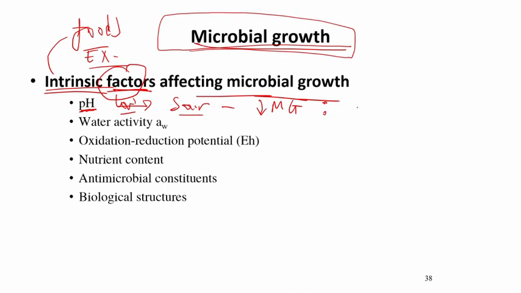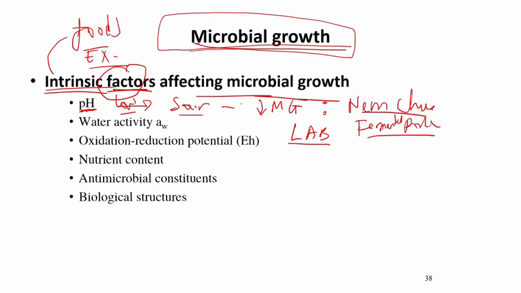For example, now we talk about name cure. Name cure is fermented pork. I better write it. Fermented pork. We will learn more in detail, but I just mention a little bit. We use lactic acid bacteria to produce lactic acid, to reduce the pH, to make the product sour, and then we can store this product for a longer time.